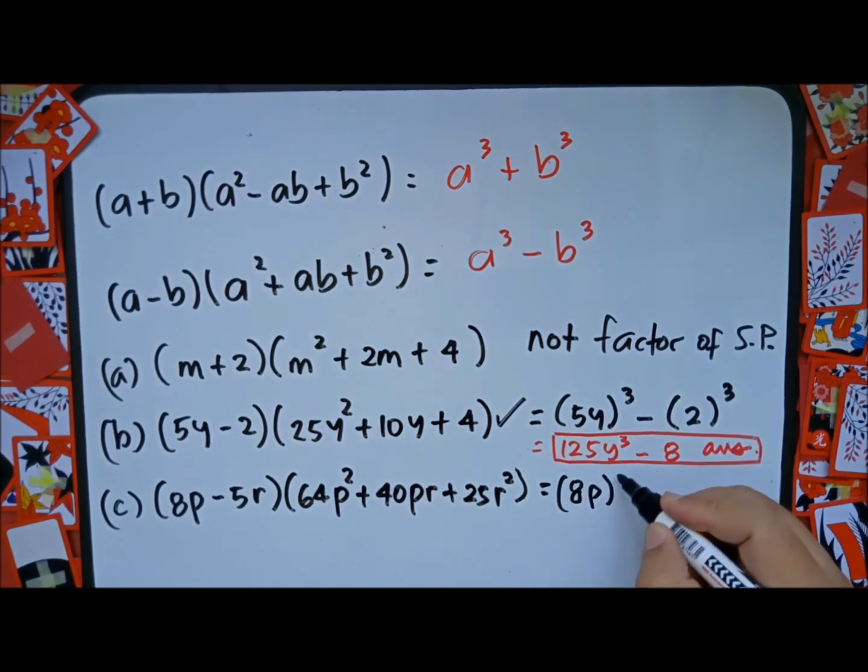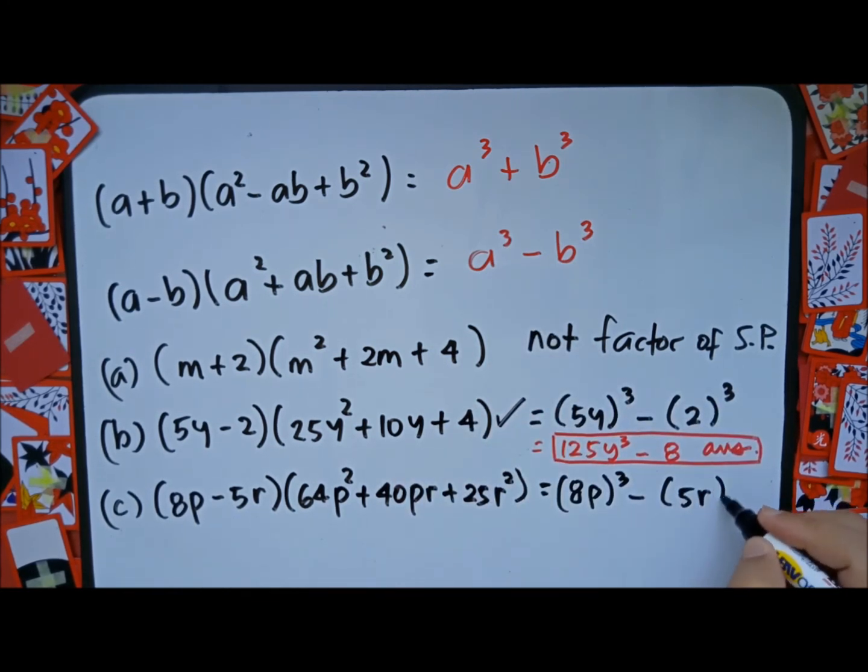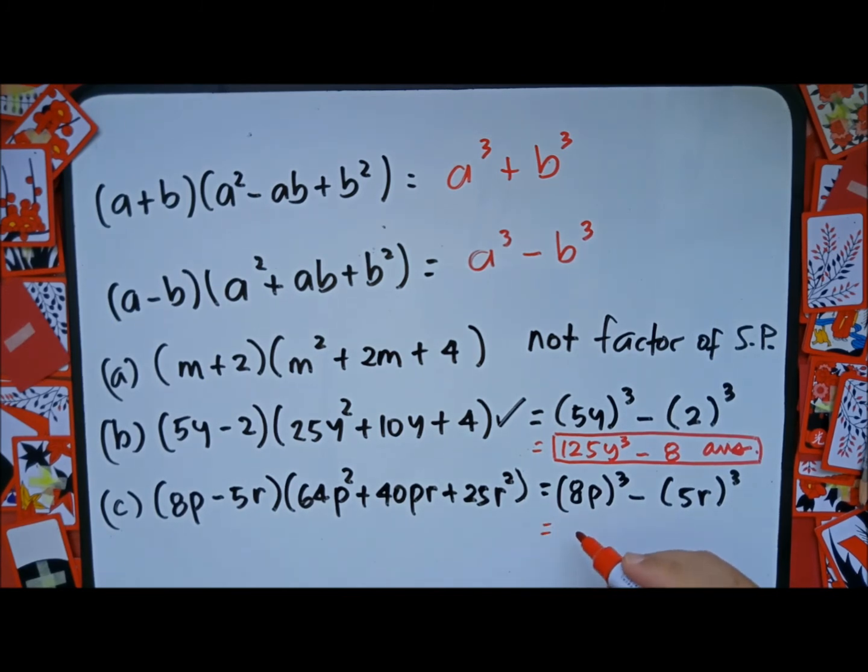8p cubed. Since this is negative, we have to use the negative pattern. 5r cubed. Now, what is your answer? 8 times 8 times 8. 8 times 8, 64. 64 times 8, 512. P cubed. Okay, remember, you have to distribute. Minus 5 times 5 times 5. 5 times 5 is 25. 25 times 5 is 125. R cubed. So this will be your final answer.